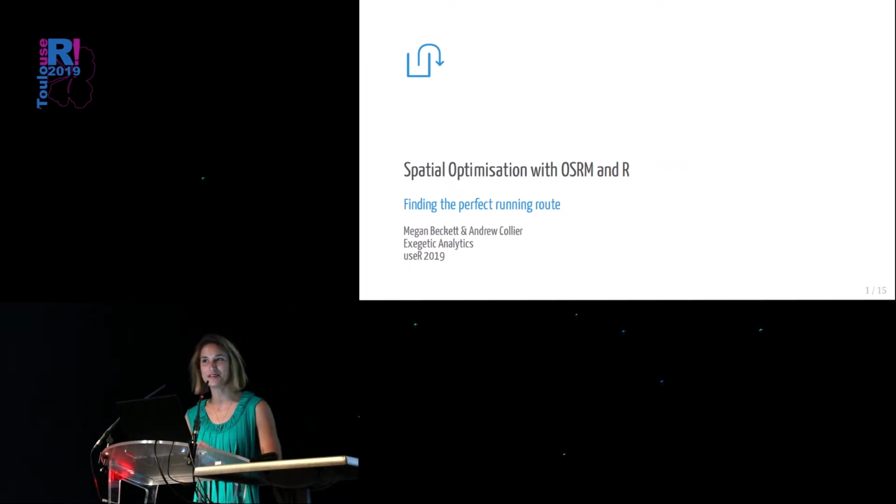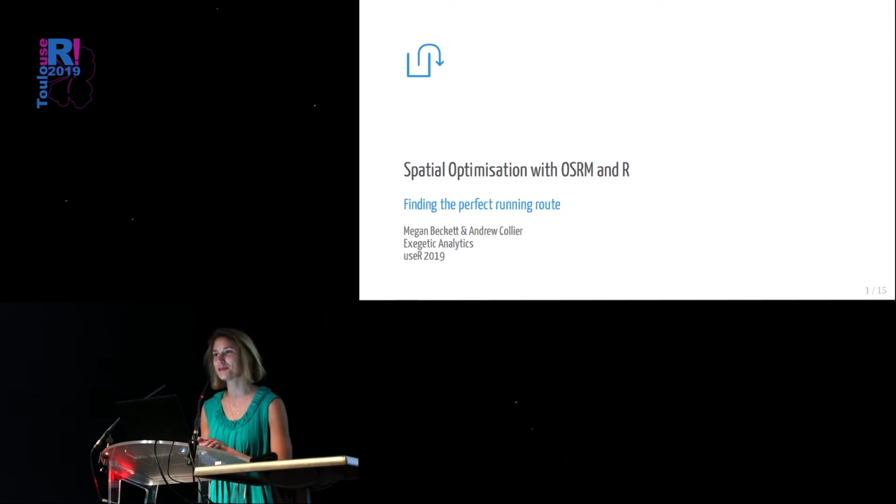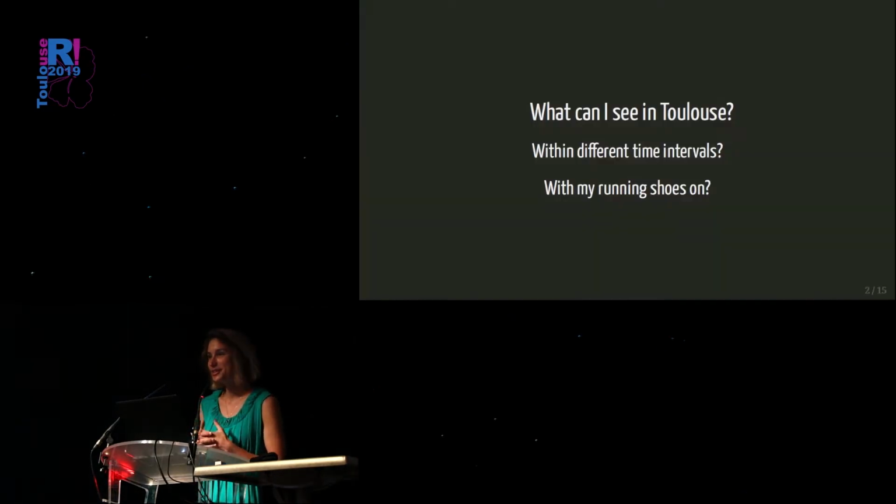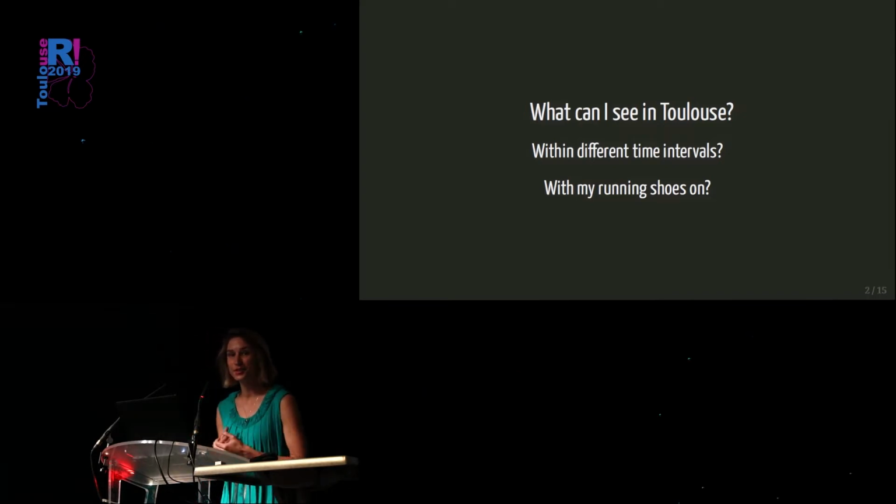And today I want to give you a lightning run through of spatial optimization with OSRM in R. So I really love to explore and see new places. And what I wanted to see is what can I see while I'm here in Toulouse? And given my limited time, what can I see within different time intervals? And even better, what can I see with my running shoes on?